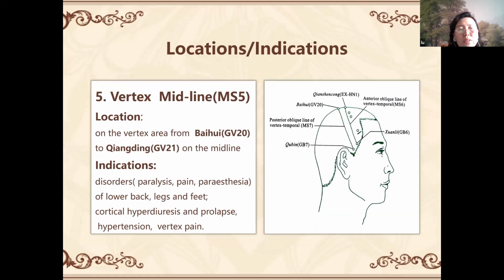And the fifth one is vertex midline. It's on the vertex area, from the point Bai Hui to point Qianding on the midline. So it's used for treating the problem of lower back, legs, and feet disorders, such as paralysis, pain, and paresthesia. Also used for cortical.